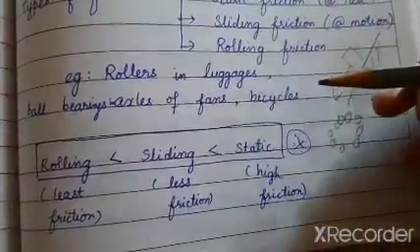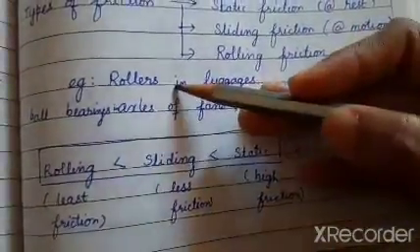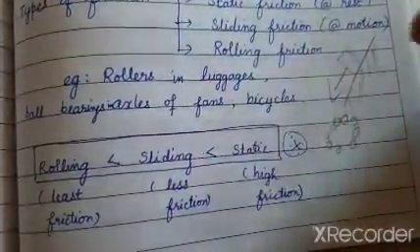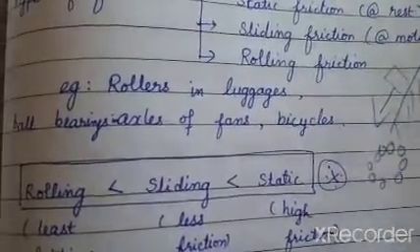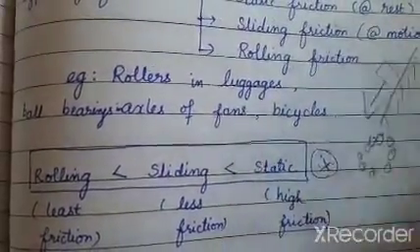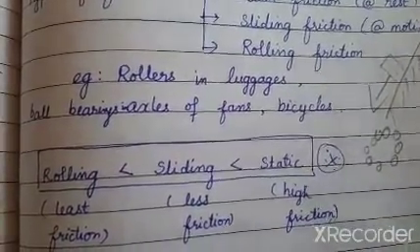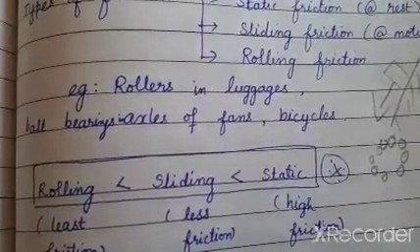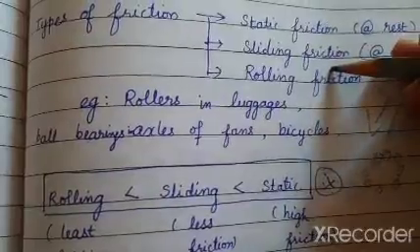Okay, so whenever you have any object fitted with rollers or ball bearings, then for that kind of objects to show movement, it is always easy. They do not show high friction. Okay, so the amount of work done by you to overcome the friction is less over there. Understood? So we saw three types of friction.